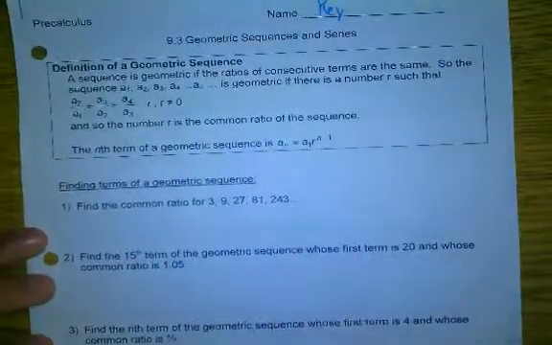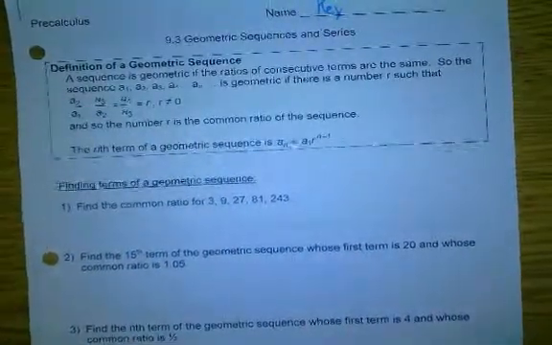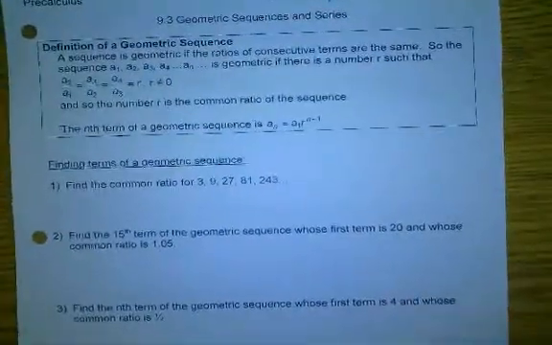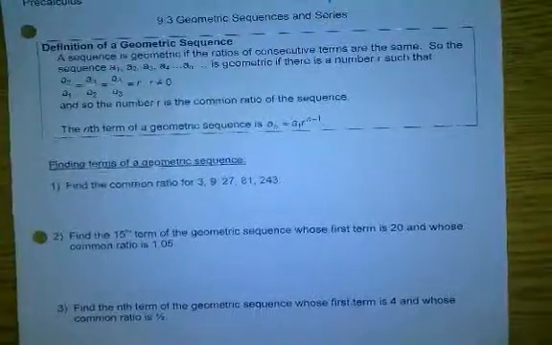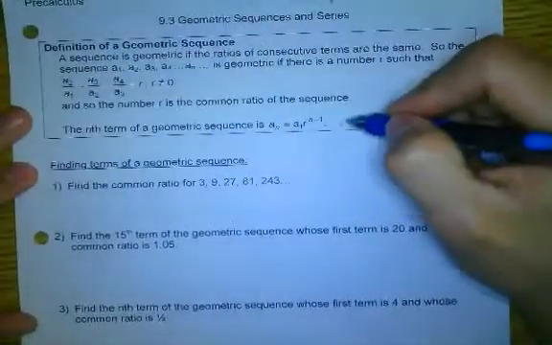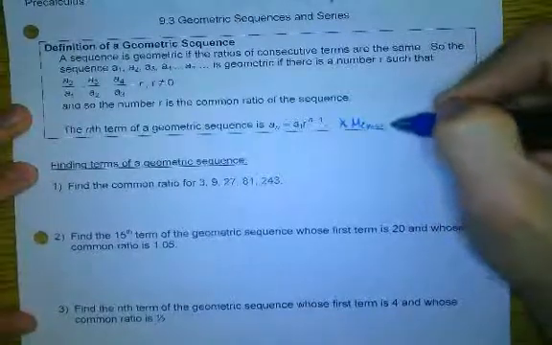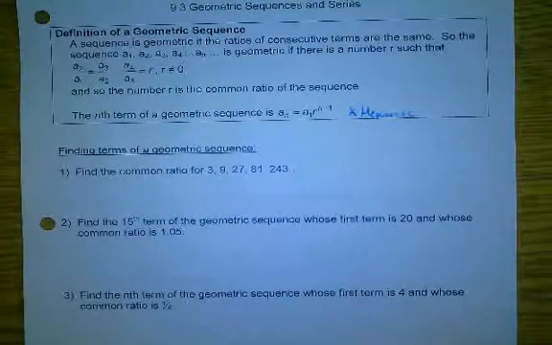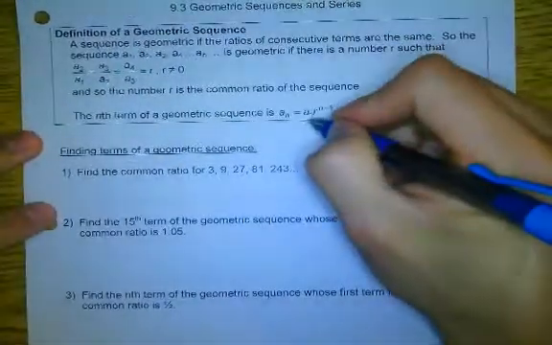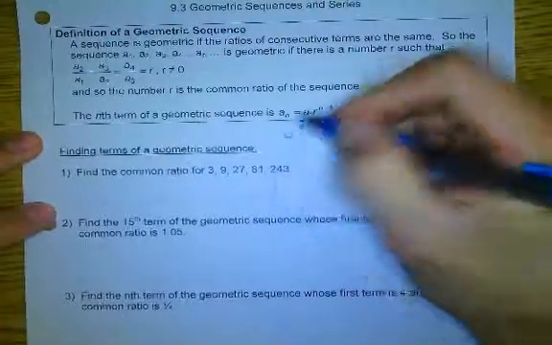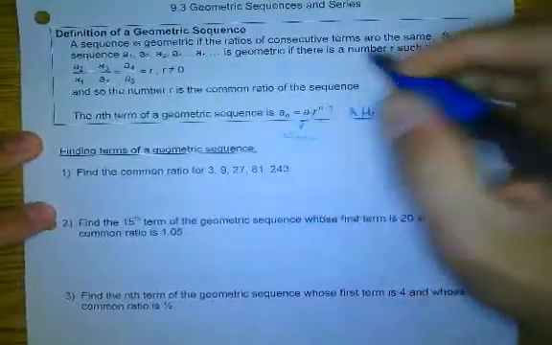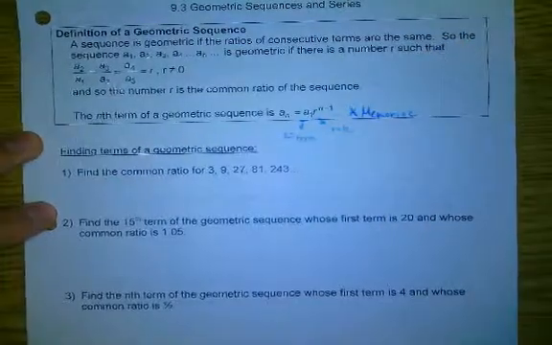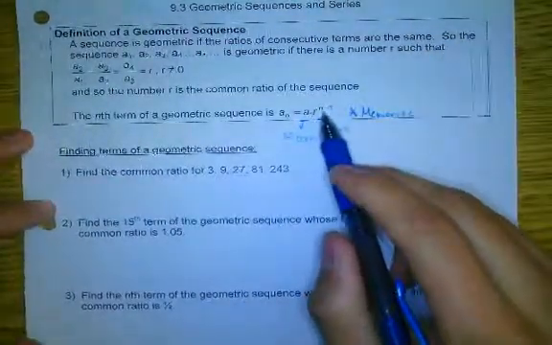To find the nth term of a geometric sequence, you can use the following formula. A sub n equals A sub 1 times the rate raised to the n minus 1 power. You have to memorize this for the test. Alright, let's make sure we all understand what this means. A sub 1 is your first term. R stands for the rate. I hope you know that n stands for whatever term we're talking about, correct?